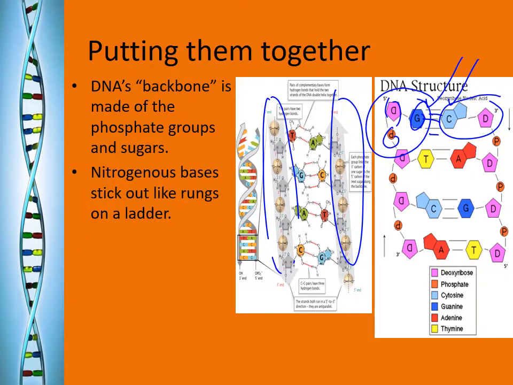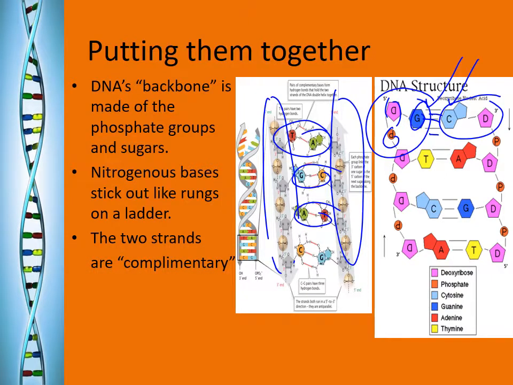Your nitrogen bases would be the rungs in the ladder. All right, T to A, G to C, A to T, and they become the rungs in the ladder. And you have these two strands that are complementary. And sorry, this is complementary with an E actually. Complementary to each other because they complete each other.